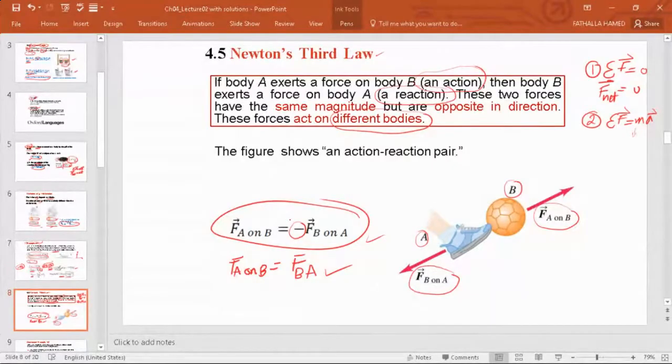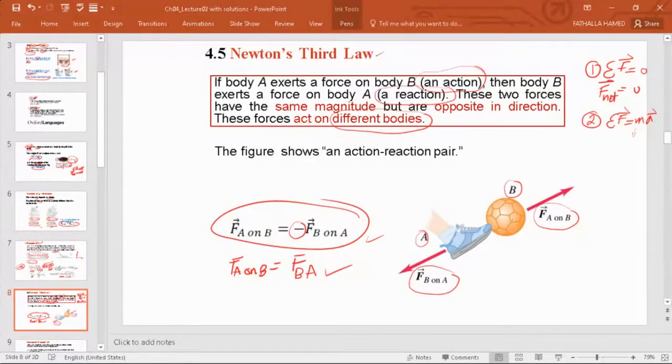Now, these two forces act on different bodies, and this is what I don't want you to fall into. Someone might tell you that the ball here has a force applied on it, and the ball applies a force on the foot, but it's an equal magnitude and opposite direction. So if I take the net force of these two, that means the net force is equal to 0. And the question is why the ball is moving. That's wrong reasoning.